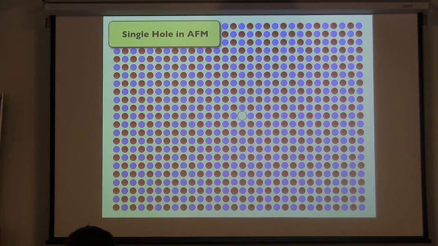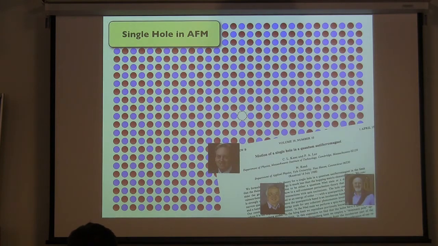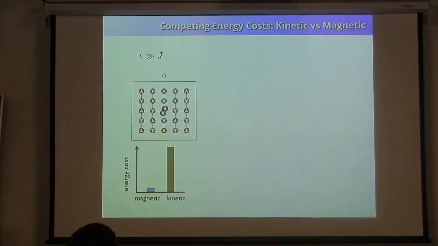You would say, wow, that cannot be such a difficult problem. Well, it turns out that three of the most celebrated theoretical physicists worked on that. This is actually a dream team of theoretical physicists: Charlie Kane, Patrick Lee, and Nick Read, looking at the motion of a single hole in this quantum antiferromagnet. So that already shows you, if you have to take three of the best theoretical physicists, it's not such a trivial problem to solve.